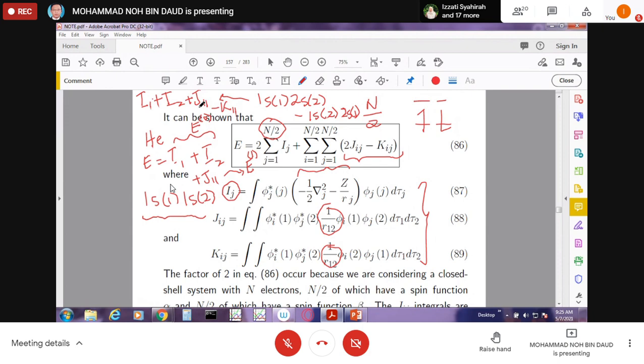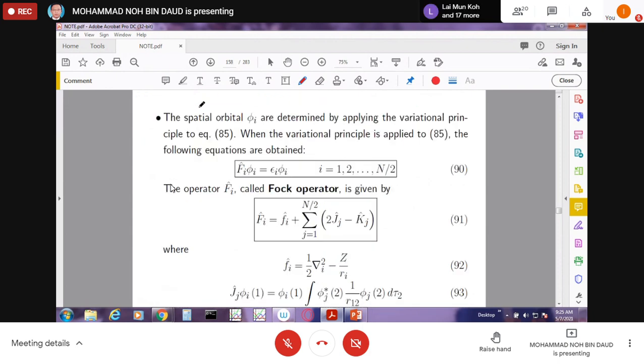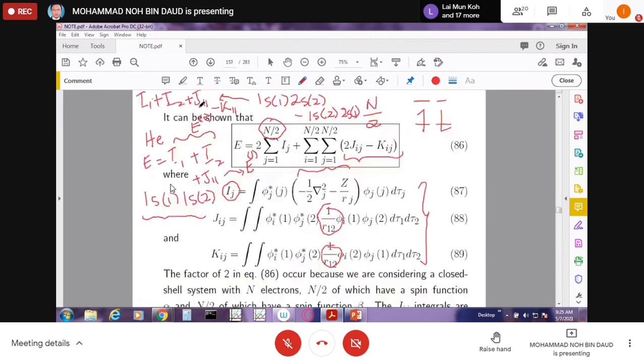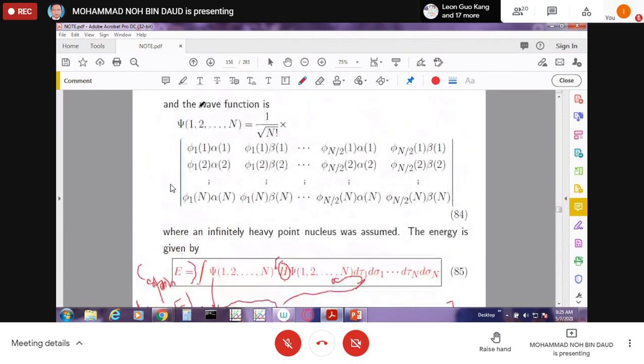Next, you can see this one. This is the spin orbital. This is our trial function. How are we going to get this spin orbital, the spatial orbital here? If you guess this one, that means you also need to guess the spatial orbital of this spin orbital.